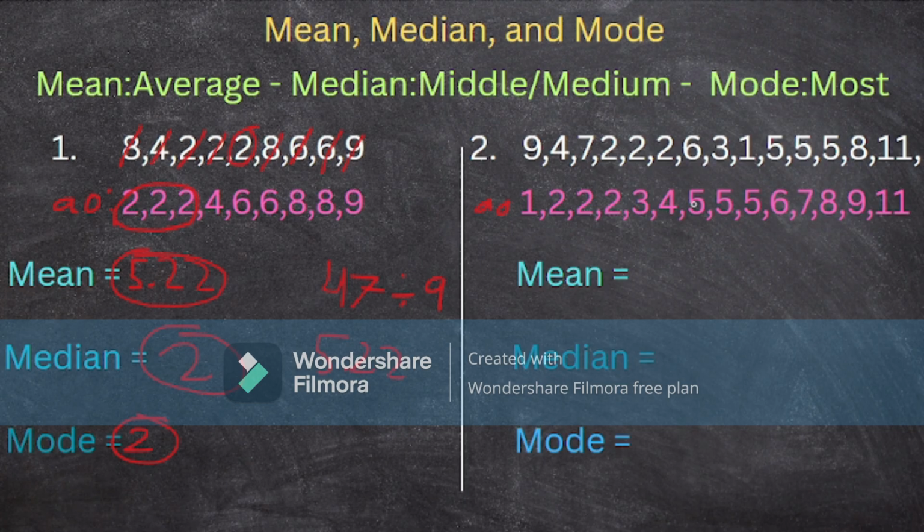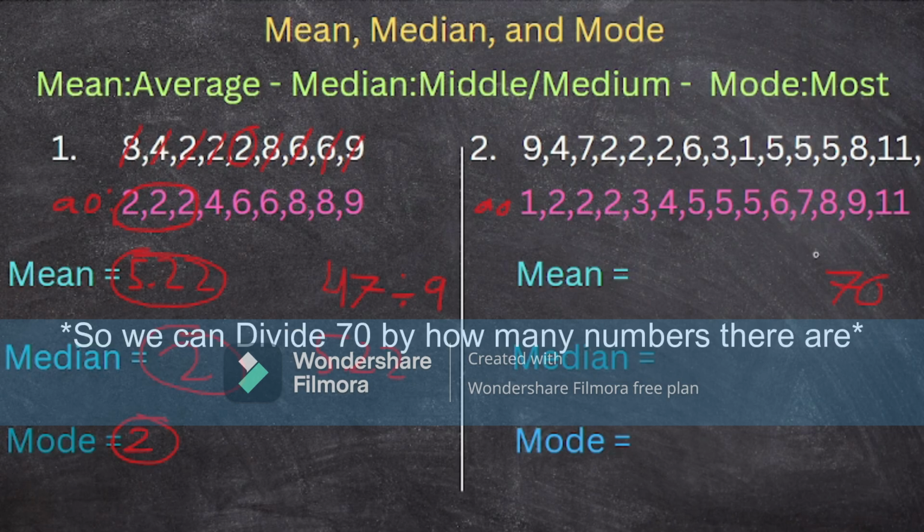14 plus 5 is 19. 19 plus 5 is 24. 24 plus 5 is 29. 29 plus 6, 35. 35 plus 7 is 42. 42 plus 8, 50. 50 plus 9 is 59. 59 plus 11 is 70. So 70. Now let's count how many numbers there are.